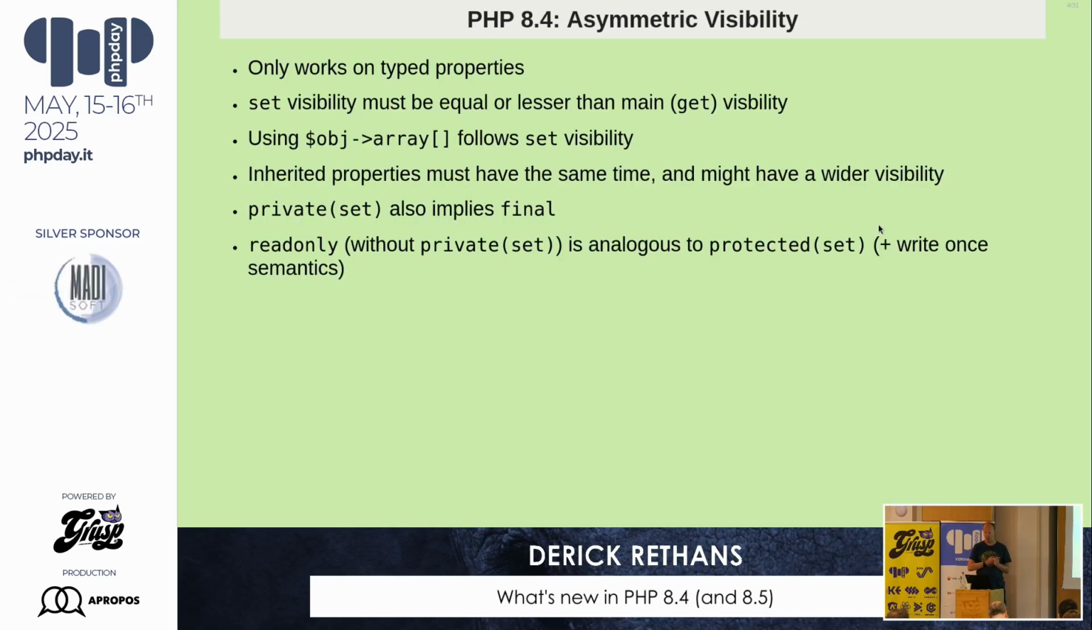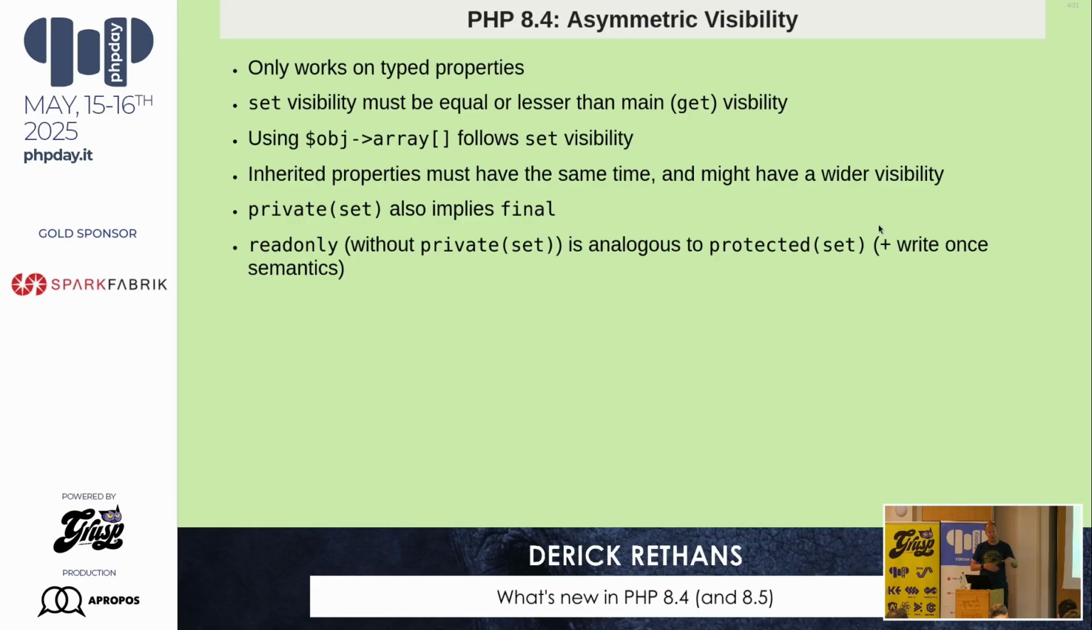It only works with typed properties. So you can't have all the checks that PHP does for properties with access and things like that, read-only and stuff like that. They only work on typed properties, because the untyped properties are shortcutted in some other way. As I said, the set visibility must be equal or less than the main get visibility. If you use weird array kind of things, then that follows set visibility, even though you might be reading this as kind of weird.